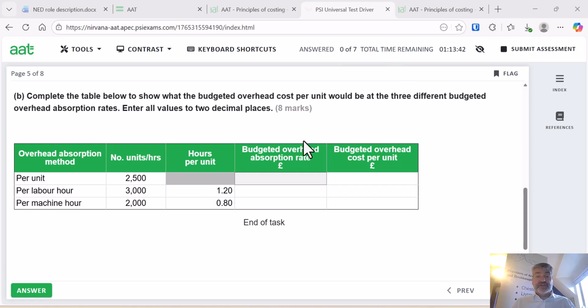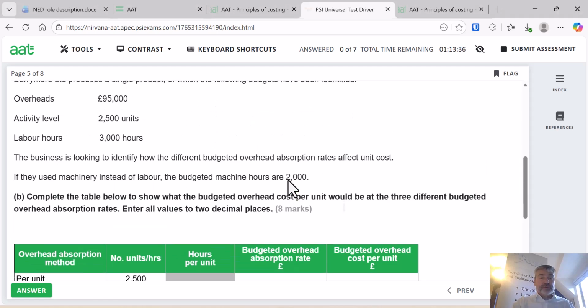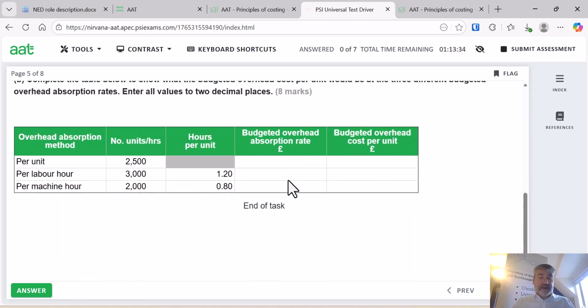So the budgeted overhead absorption rate per unit is going to be the budgeted cost, £95,000, divided by the budgeted volume of units, 2,500. It's going to give us £38. So we're going to be charging £38 of overhead to every cost unit.